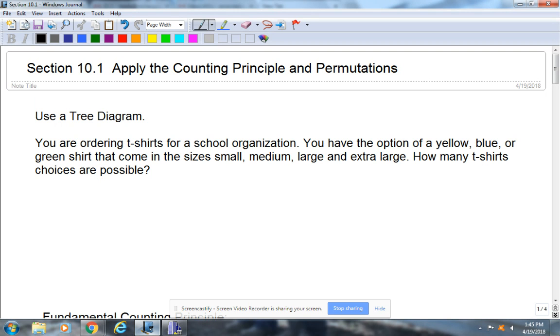It says you are ordering t-shirts for a school organization. You have the option of a yellow, blue, or green t-shirt that comes in the sizes small, medium, large, and extra large. How many t-shirt choices are possible? All right, so we're drawing a tree diagram.